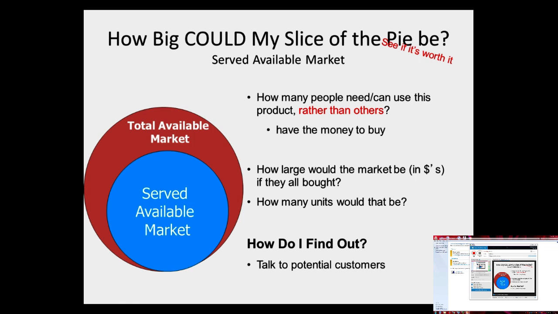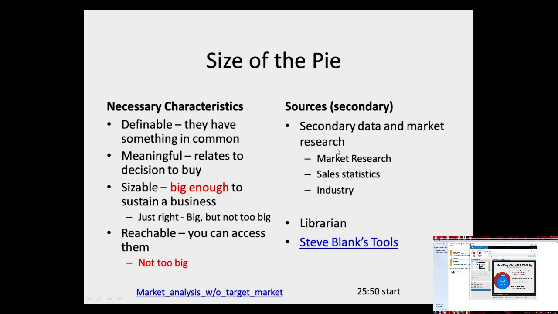In our business plan, I'm not going to have you focus on the total available market, which is any comparable type of product out there. I'm going to have you focus first on the served available market. This is how big your slice of the pie could be. That's how many people could use your product and how many have the money to buy, and you're going to quantify that in numbers of dollars or units or people. You'll understand that better if you talk to people to understand potential customers.